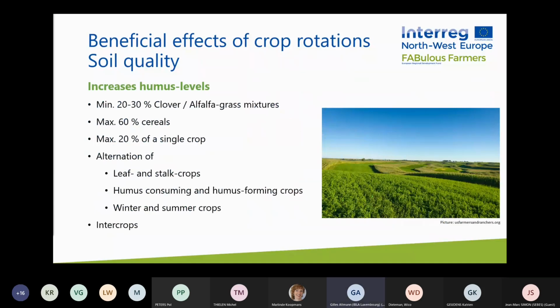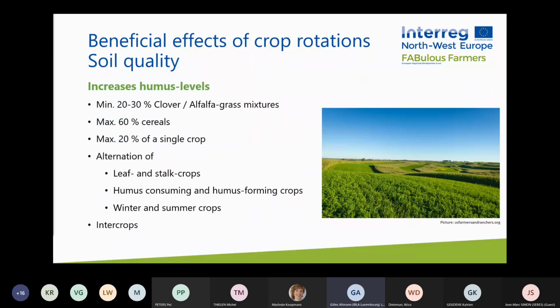Because we have the need for this humus, we have to look for an increase of the humus levels. And for this, in the soil, we have to look that in our crop rotations, we have a minimum, optimally, of 20 to 30% of clover alfalfa grass mixtures. We have to reduce the percentage of grown cereals to a maximum of about 60%. And one single crop should never take more than 20% of the surface.